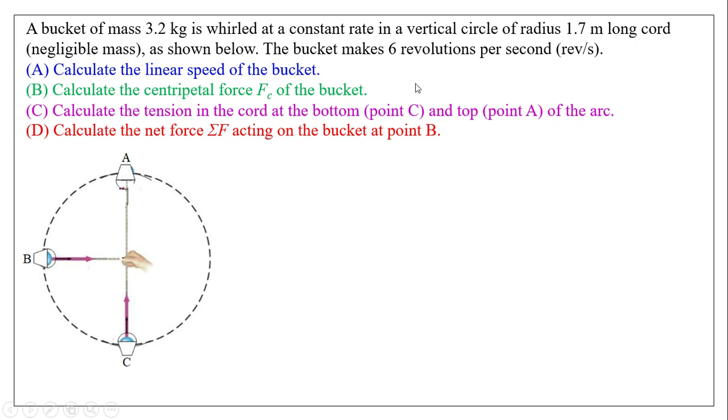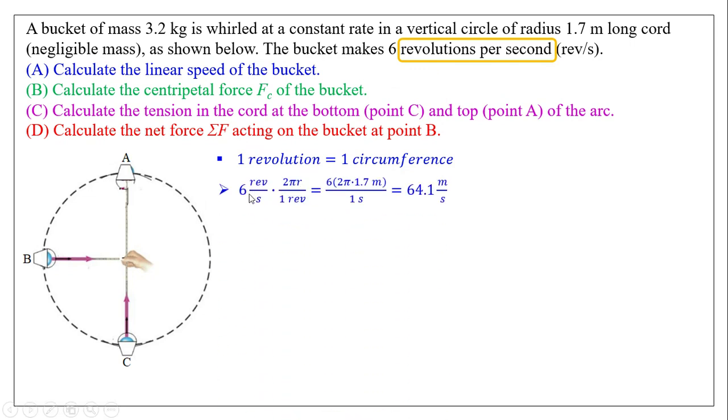In order to do part A correctly, you have to understand that this is given as 6 revolutions per second. This is not meters per second. One revolution is one lap, and one lap is just the circumference of a circle. So keep that in mind as I show you how to convert here. One revolution is one circumference. The circumference of a circle is 2 pi r in mathematics.